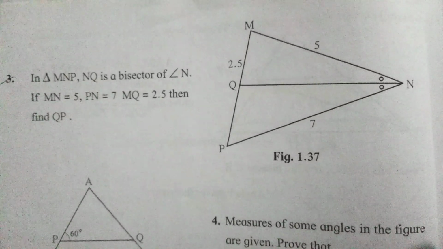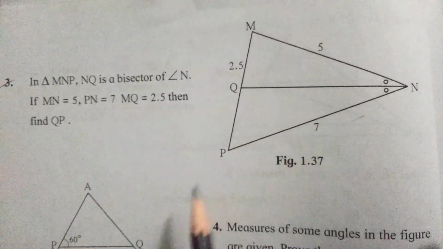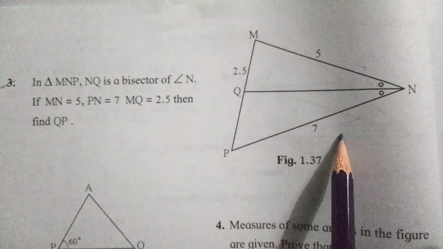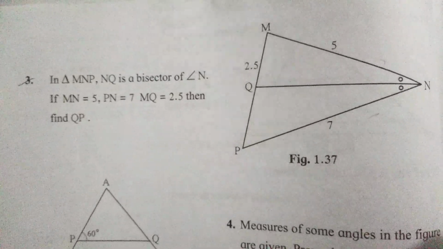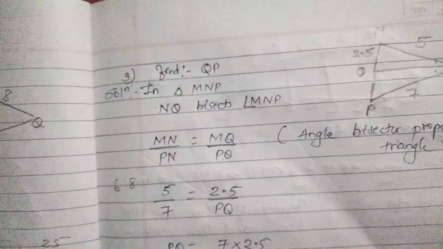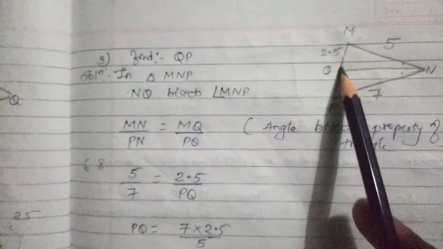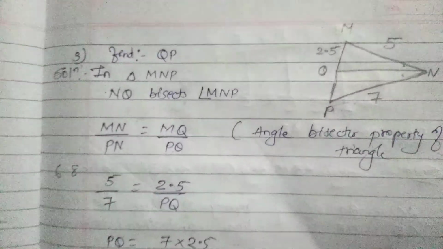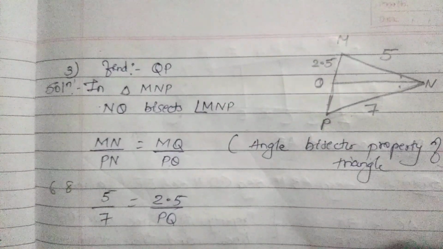Sum number 3, in triangle MNP, NQ is the angle bisector of angle N. MN is 5, PN is 7, MQ is 2.5. We have to find QP. It's very simple. We will use the angle bisector theorem. MN upon PN equals MQ upon PQ, angle bisector property of a triangle. So substitute the value and get the answer.